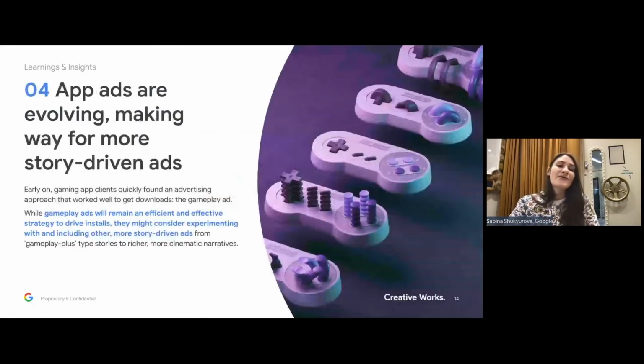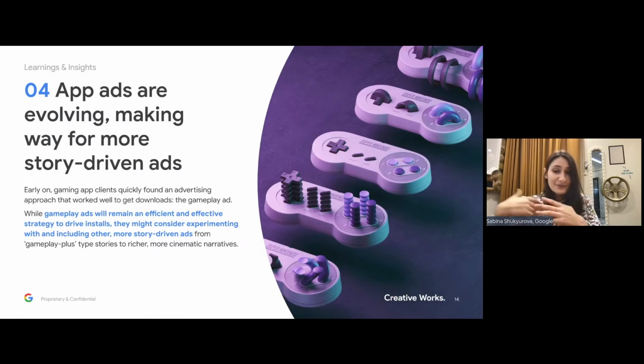And finally, our fourth finding is about how story-driven ads are working right now for gaming companies and how apps are evolving. So here we'll have two examples from two big gaming clients. And the interesting thing about gaming clients is that once upon a time, they found a very working, very tried approach to get lots of downloads. And those are gameplay ads.